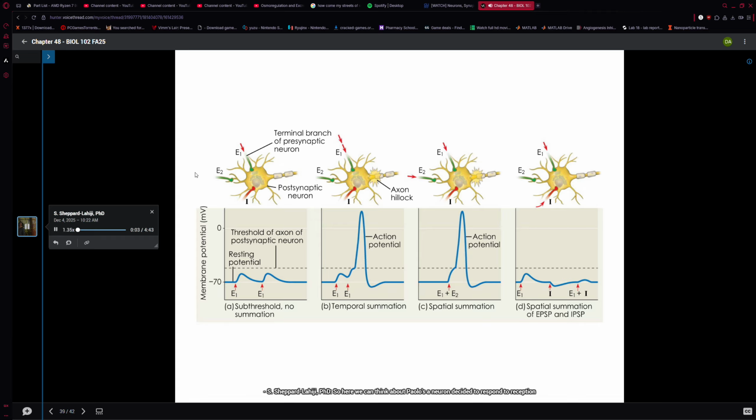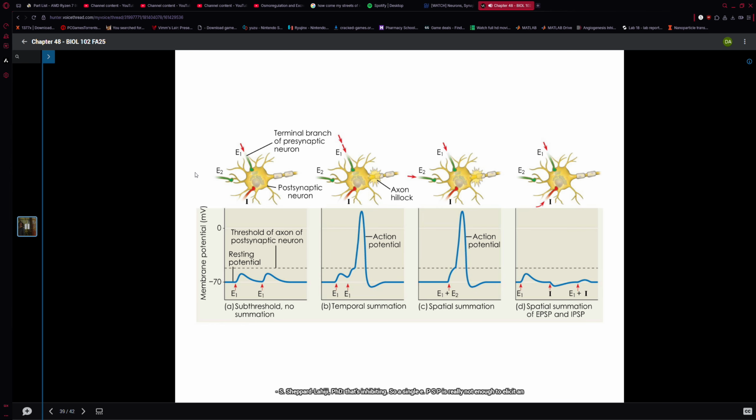So here we can think about how a neuron decides to respond to reception of EPSPs and IPSPs. In this illustration, your EPSPs are shown in green, IPSPs are shown in red. What we really start to focus on in order to figure out if we are able to elicit an action potential is summation. So just meaning sum, adding everything up. So thinking about the total amount of signals that a neuron receives, and that's going to impact whether the combined event will be something that's exciting or something that's inhibiting.